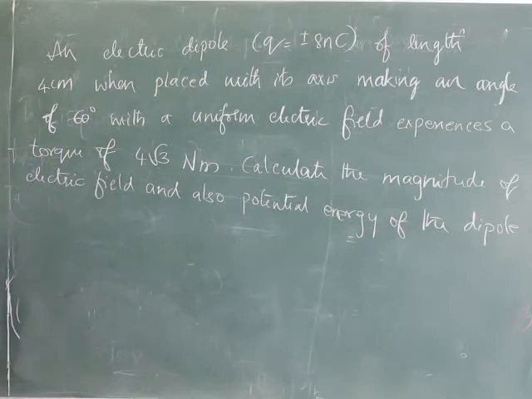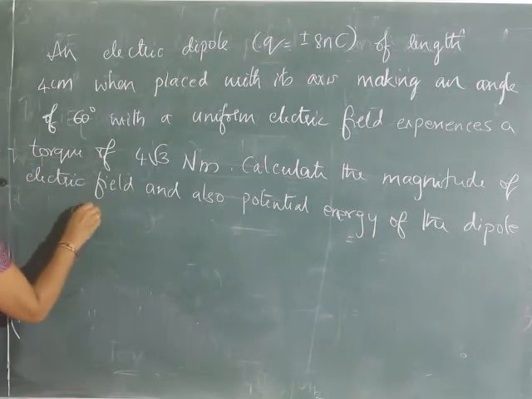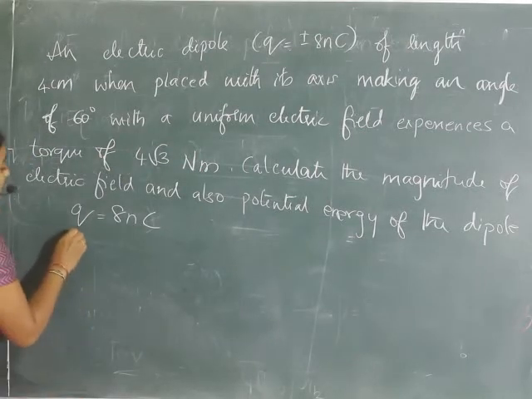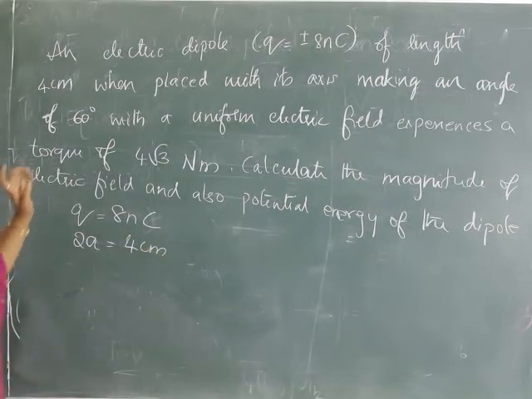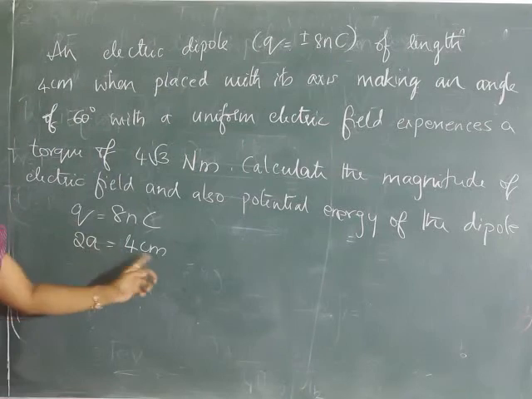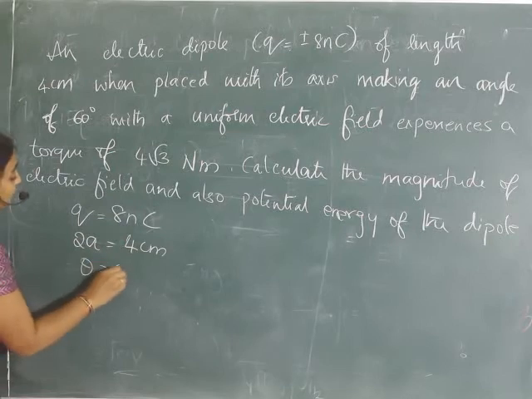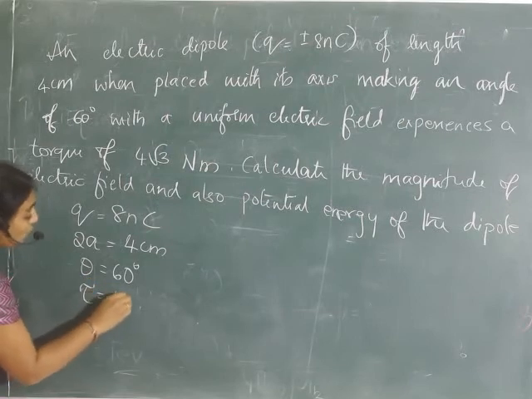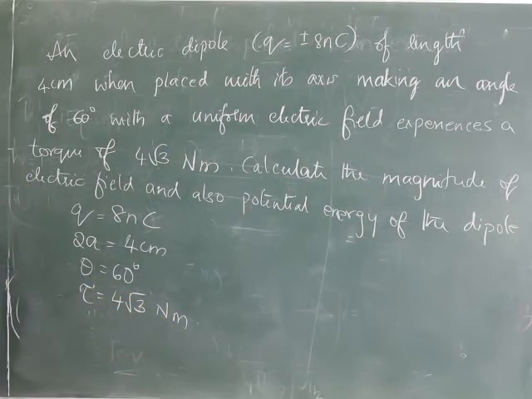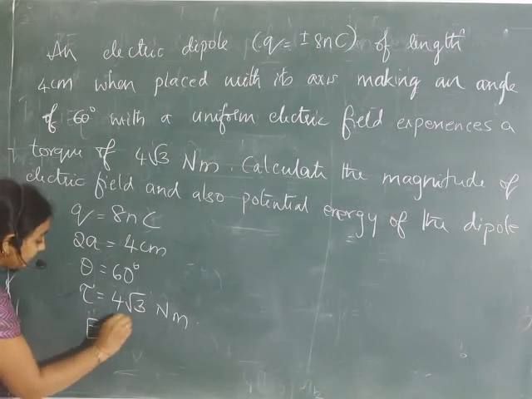How to calculate the magnitude of the electric field? See, it is a dipole. Charge is given. Okay, Q is equal to 8 nanocoulomb. Length. What is the distance between the two charges? 2A is equal to 4 centimeter. Not A, because they have given length of the dipole means 2A. 2A is equal to 4 centimeter. Making an angle theta is equal to 60 degree. Experiences a torque 4√3 Newton meter. You have to calculate the magnitude of the electric field.